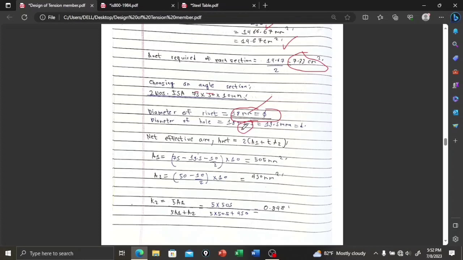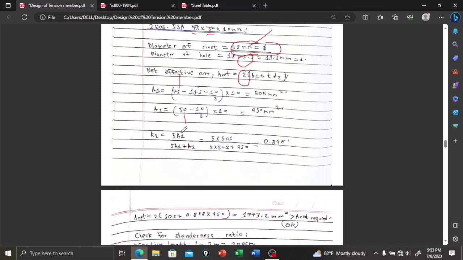So 18 plus 1.5 is 19.5. Net area is A1 plus k A2, times 2 because there are 2 angles. So the longer side is connected in the gusset plate. So this will be the connected leg, and this is the unconnected leg. Connected length is the greater of these two, so this is 75, and diameter is 19.5, and thickness is 10. Similarly, here there is no rivet, so we do not reduce the diameter of the hole.